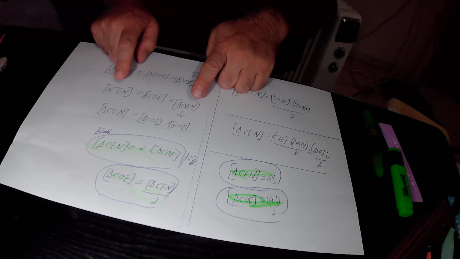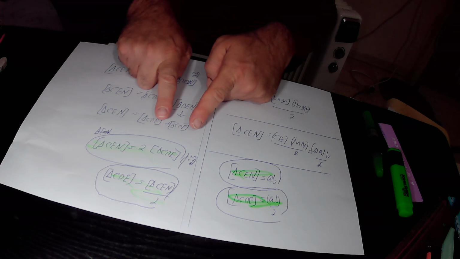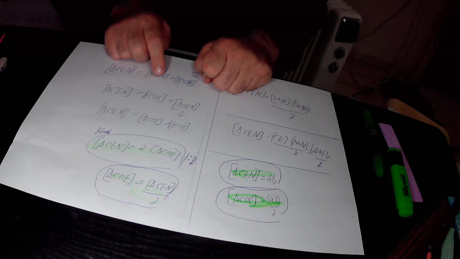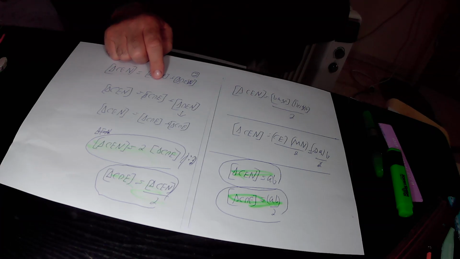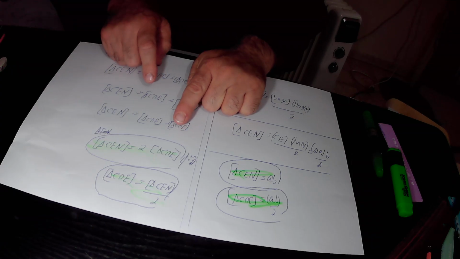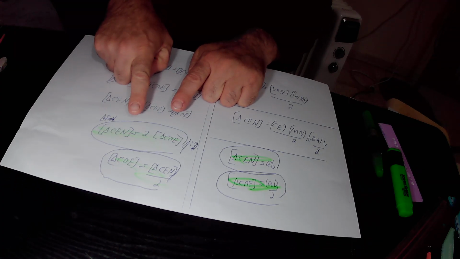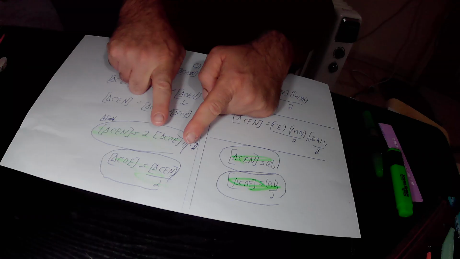That is to say, in total, the area of the big triangle CEN equals 2 times the area of the green triangle COE. Or the area of the big triangle CEN is twice as large as the area of the green triangle COE. We divided this equation by 2 and finally found out that the area of the green triangle COE equals half of the area of the big triangle CEN.